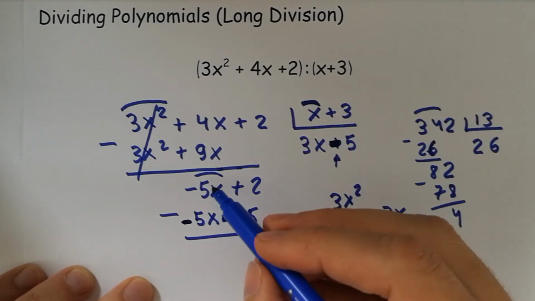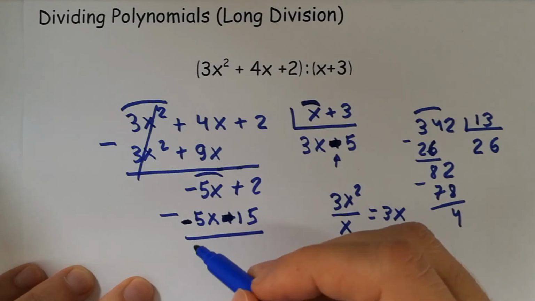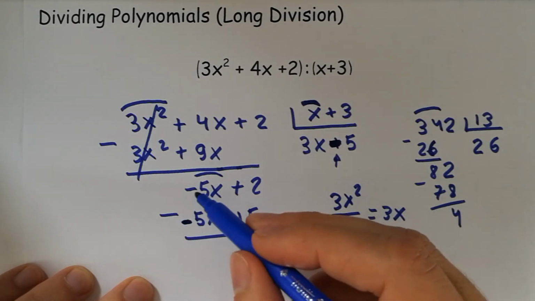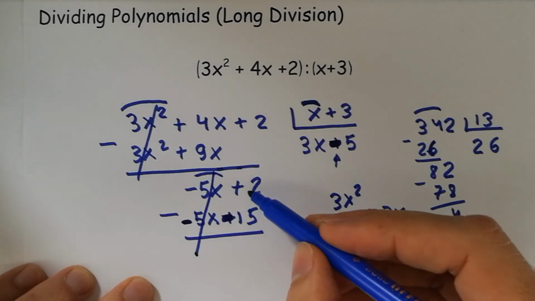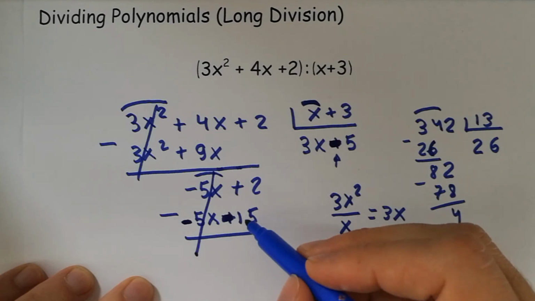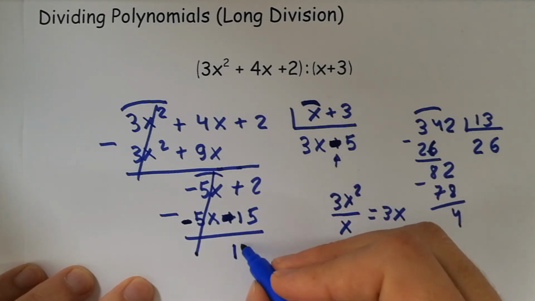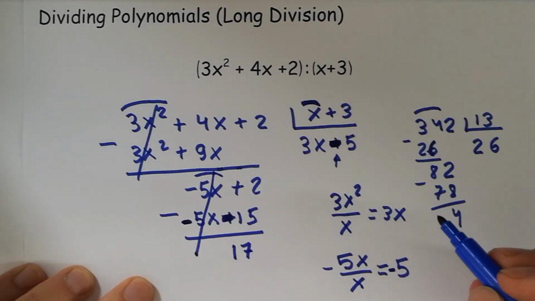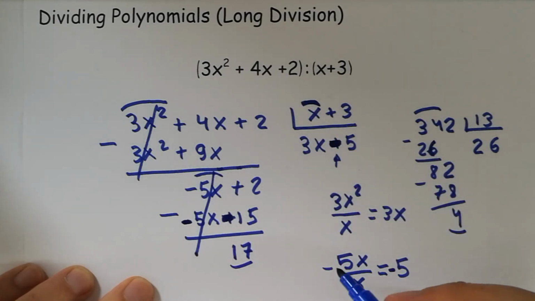I realize this because the first term always has to disappear. So minus 5x minus minus is like plus 5x, which gives us 0. And now 2 minus minus 15 is the same as 2 plus 15, so it's 17. And here that's the remainder, because we cannot go on.